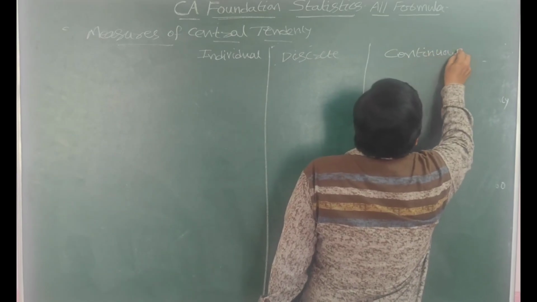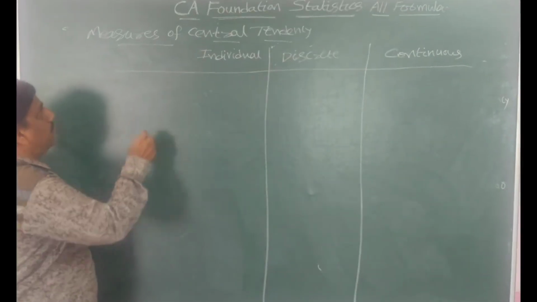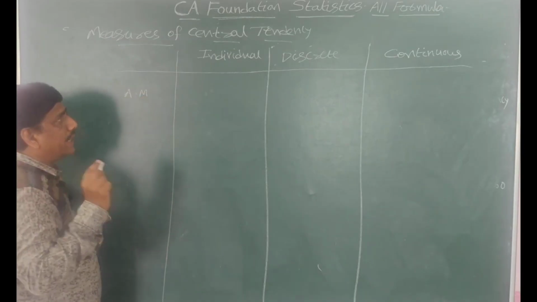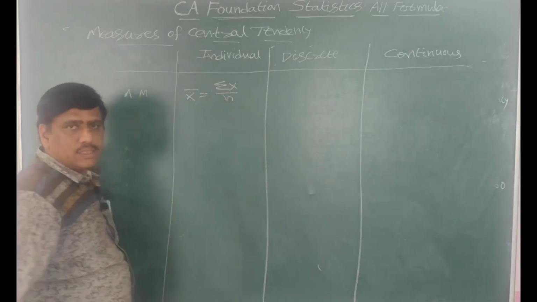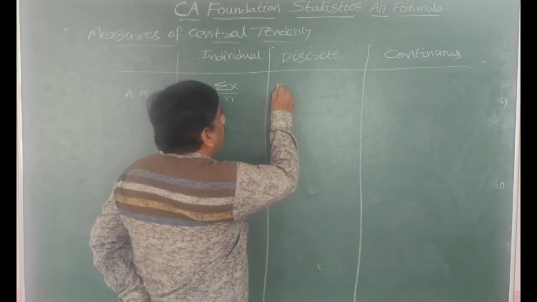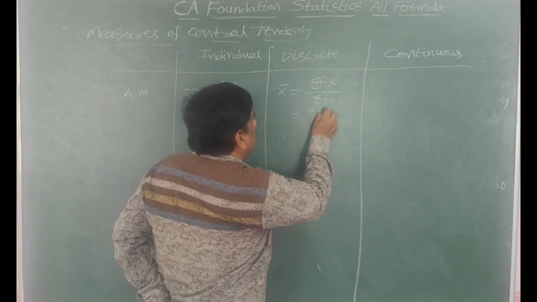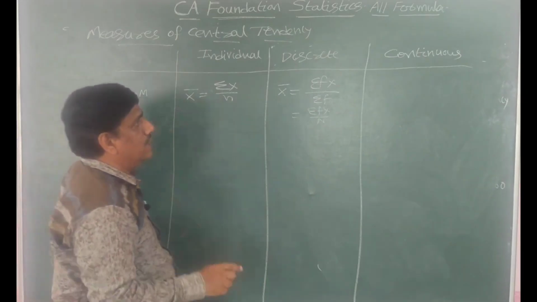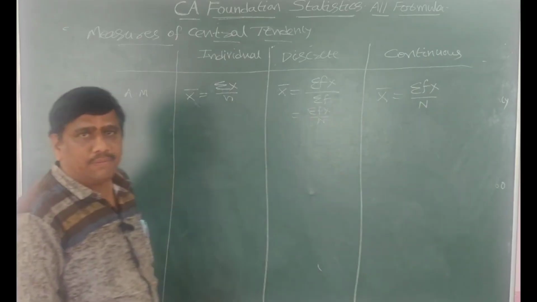Firstly, in central tendencies, our first measure of central tendency is arithmetic mean, AM. Arithmetic mean is denoted by X bar, and the individual series formula is sum of the values by number of values, summation X by N. Similarly, coming to discrete series, the formula will be summation Fx by summation F, or summation Fx by capital N. Use the same formula for continuous series also. So the X bar formula in the case of continuous series is summation Fx by capital N.